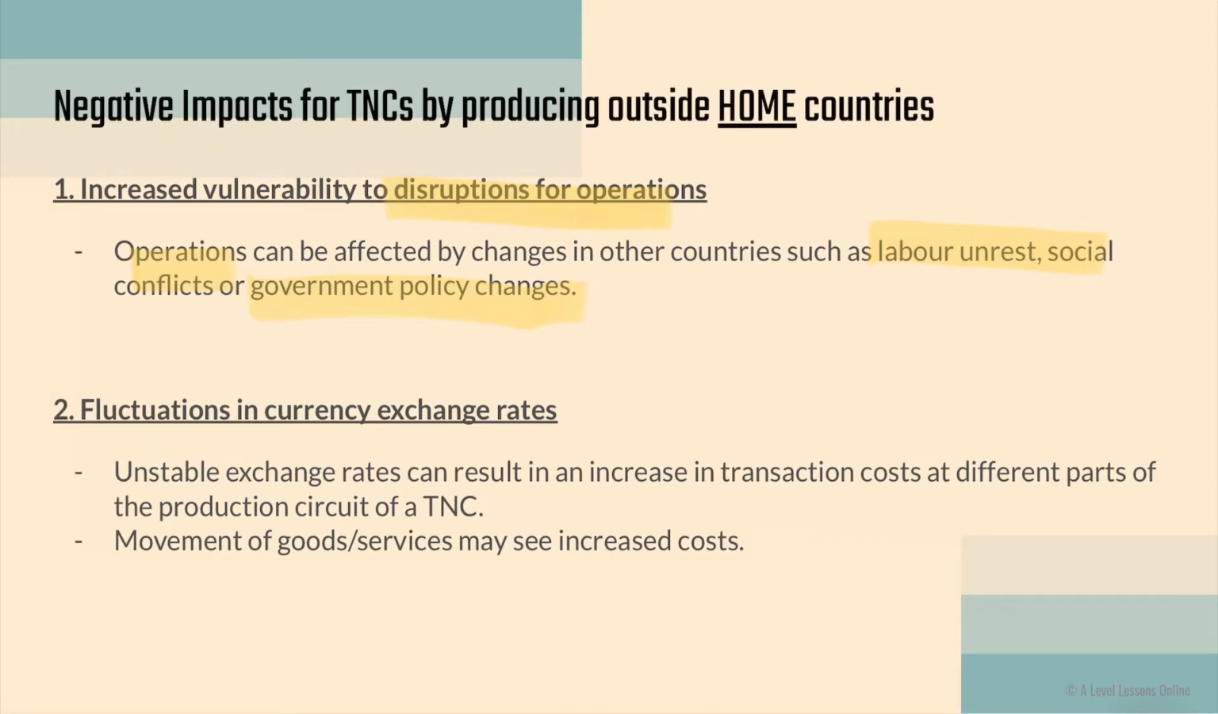When they are diversified so widely, it's a good and a bad thing, right? Because of this vulnerable situation that they have placed themselves in. Next one will be fluctuations in currency exchange rates. Unstable exchange rates can result in an increase in transaction costs at different parts of the production circuit. If a country decides to suddenly appreciate their currency, now their currency is relatively more expensive than yours. This could result in increased costs in certain areas of the supply chain, so the movement of goods and services may also see increased costs.